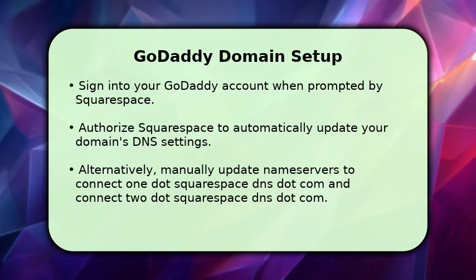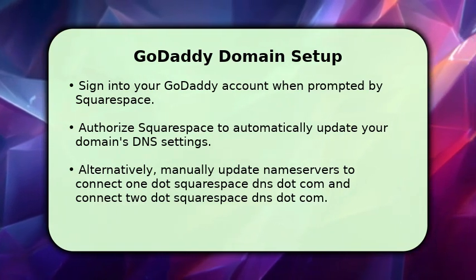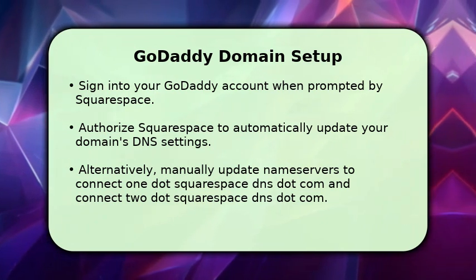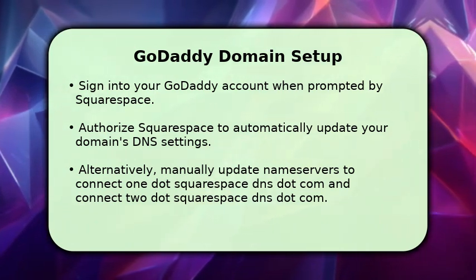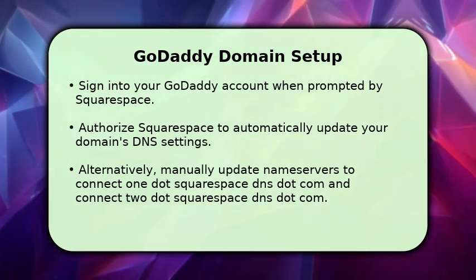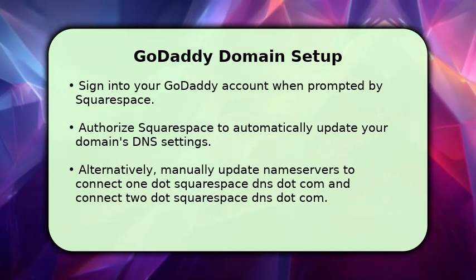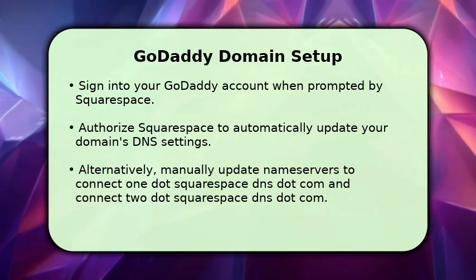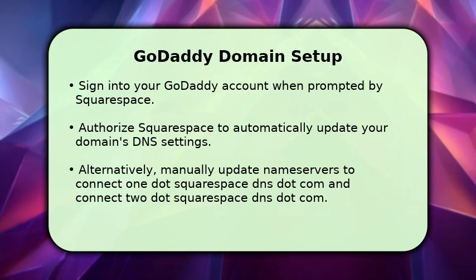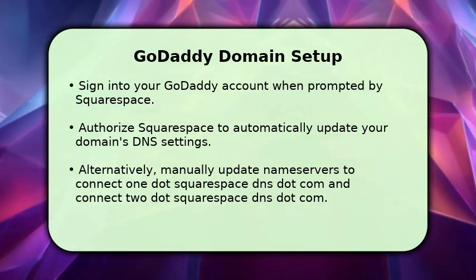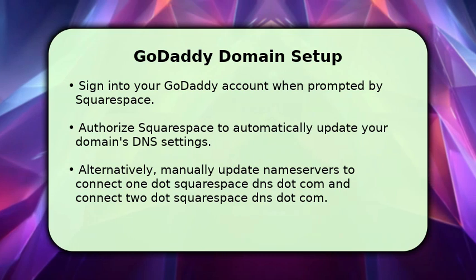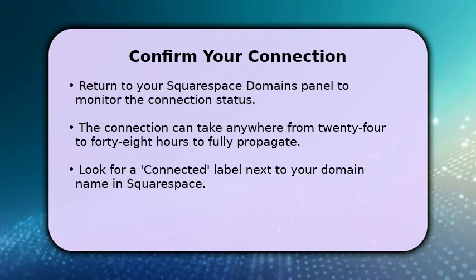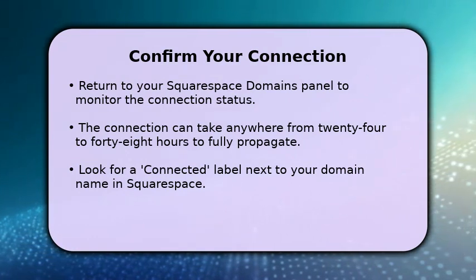Once prompted by Squarespace, sign into your GoDaddy account. The simplest method is to authorize Squarespace to automatically update your domain's DNS records. This typically involves a few clicks to confirm. If automatic connection isn't suitable, you can manually update your name servers to the two Squarespace name servers provided. For advanced manual setup, you'll add a CNAME record for www and 4 specific records, ensuring your domain points correctly to Squarespace. After completing the steps in GoDaddy, return to your Squarespace Domains panel.